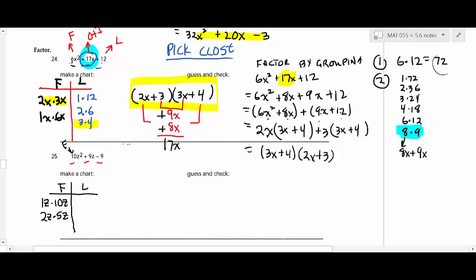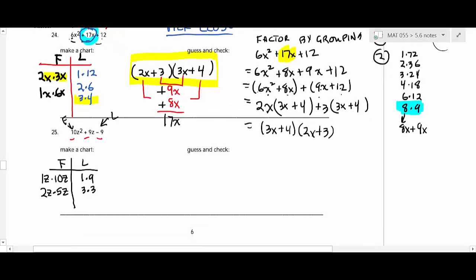What are the possibilities for 9? 1 times 9, so 1 and 9, and 3 and 3. That's it. When you do this by trial and error, get organized and list all of the possibilities. I'm going to pick close. Does everybody understand what I mean by that? What's closer, 1 and 10 or 2 and 5? 2 and 5 are 3 apart, while 1 and 10 are 9 apart. What's closer, 1 and 9 or 3 and 3? 3 and 3 is about as close as you can get, right?